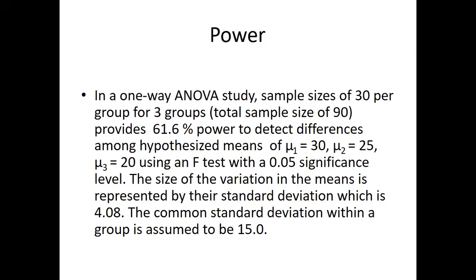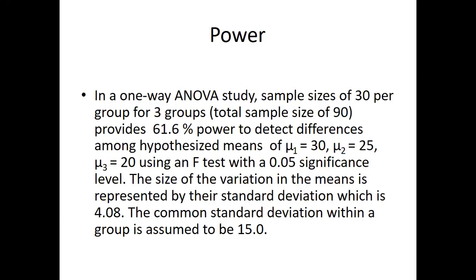This is the way I would write it in a grant application. In a one-way ANOVA study, a sample size of 30 per group, for 3 groups, I have to tell you the number and the number of groups, provides 61.6% power to detect differences among hypothesized means of 30, 25, and 20 using an F-test and a 0.05 significance level.